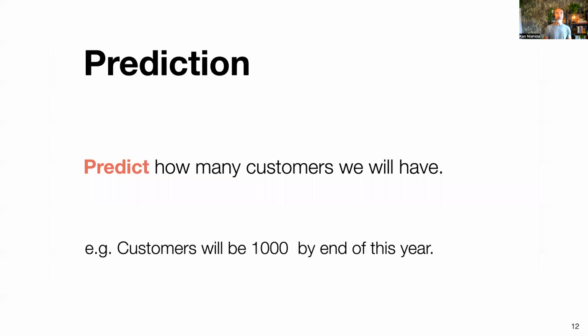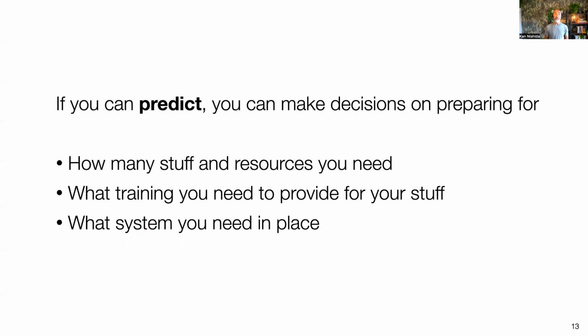Anyway, what that's saying is really trying to do prediction, right? Like where the puck is going to be. So for example, in our business case, let's say we predict how many customers we will have, say 1,000 customers by the end of this year or quarter, whatever that could be. Then if you can predict, you can make decisions on preparing for, let's say, how many staff and resources you need, what training you need to provide for your staff, or what type of system you need in place, and so on, right? So prediction is very important.